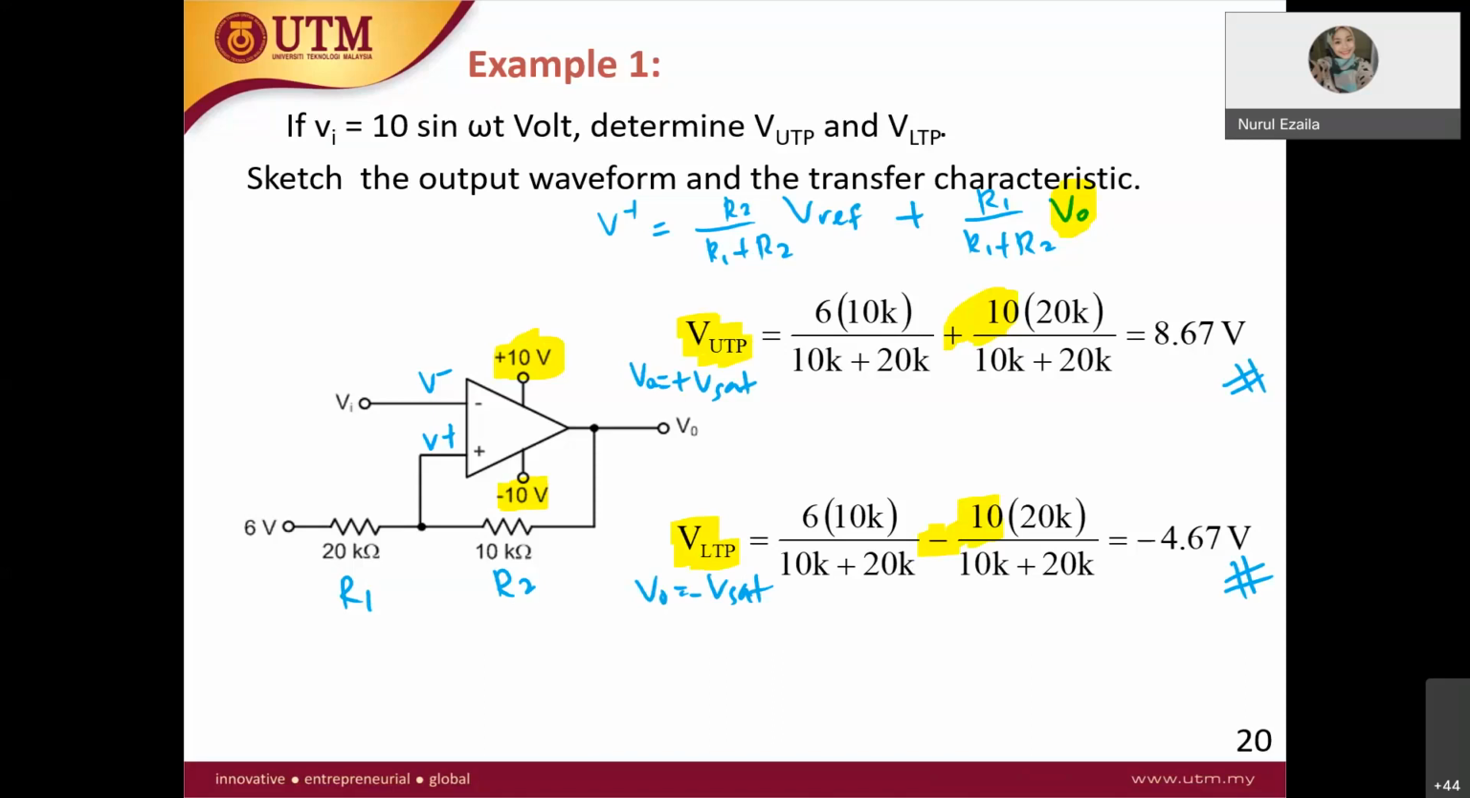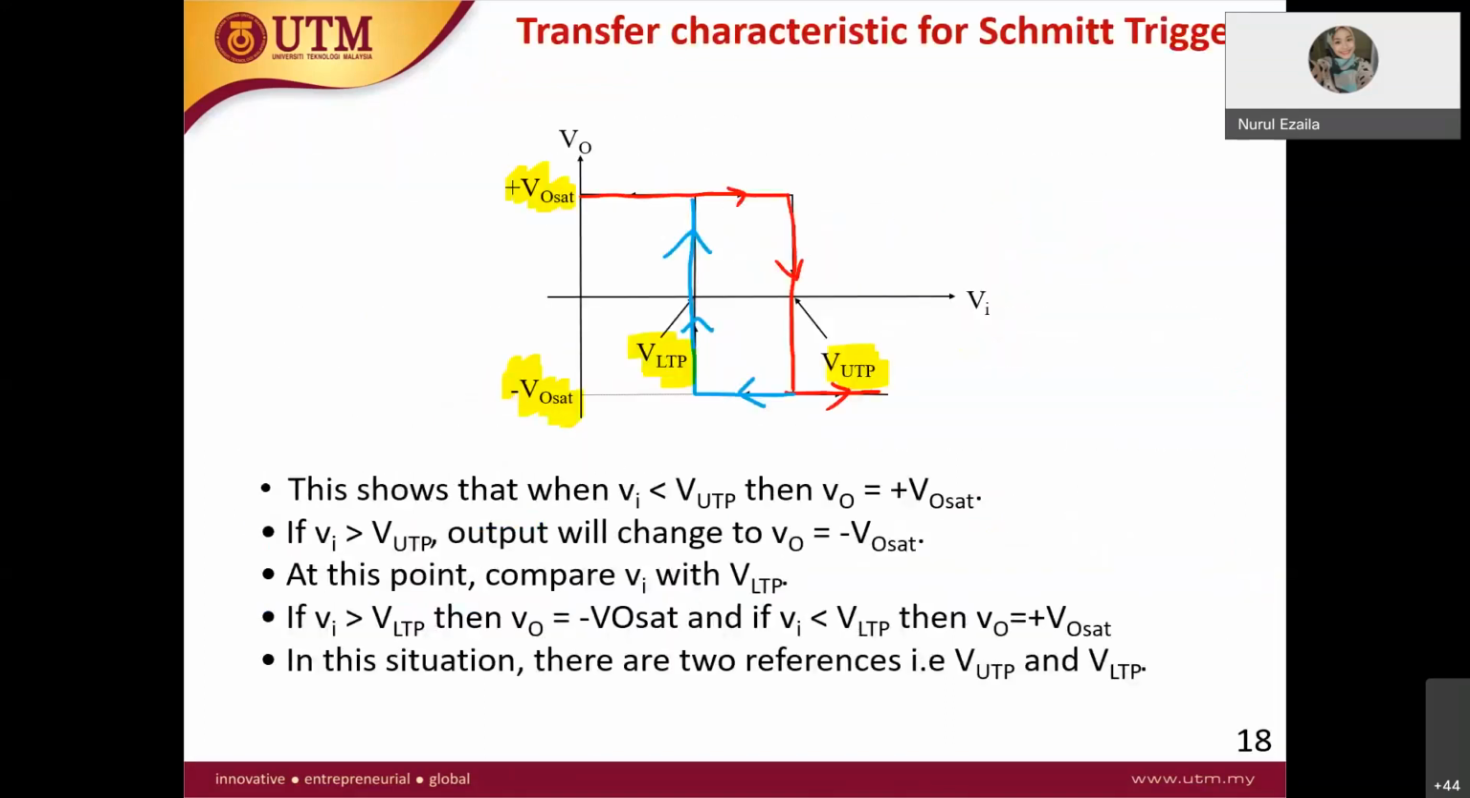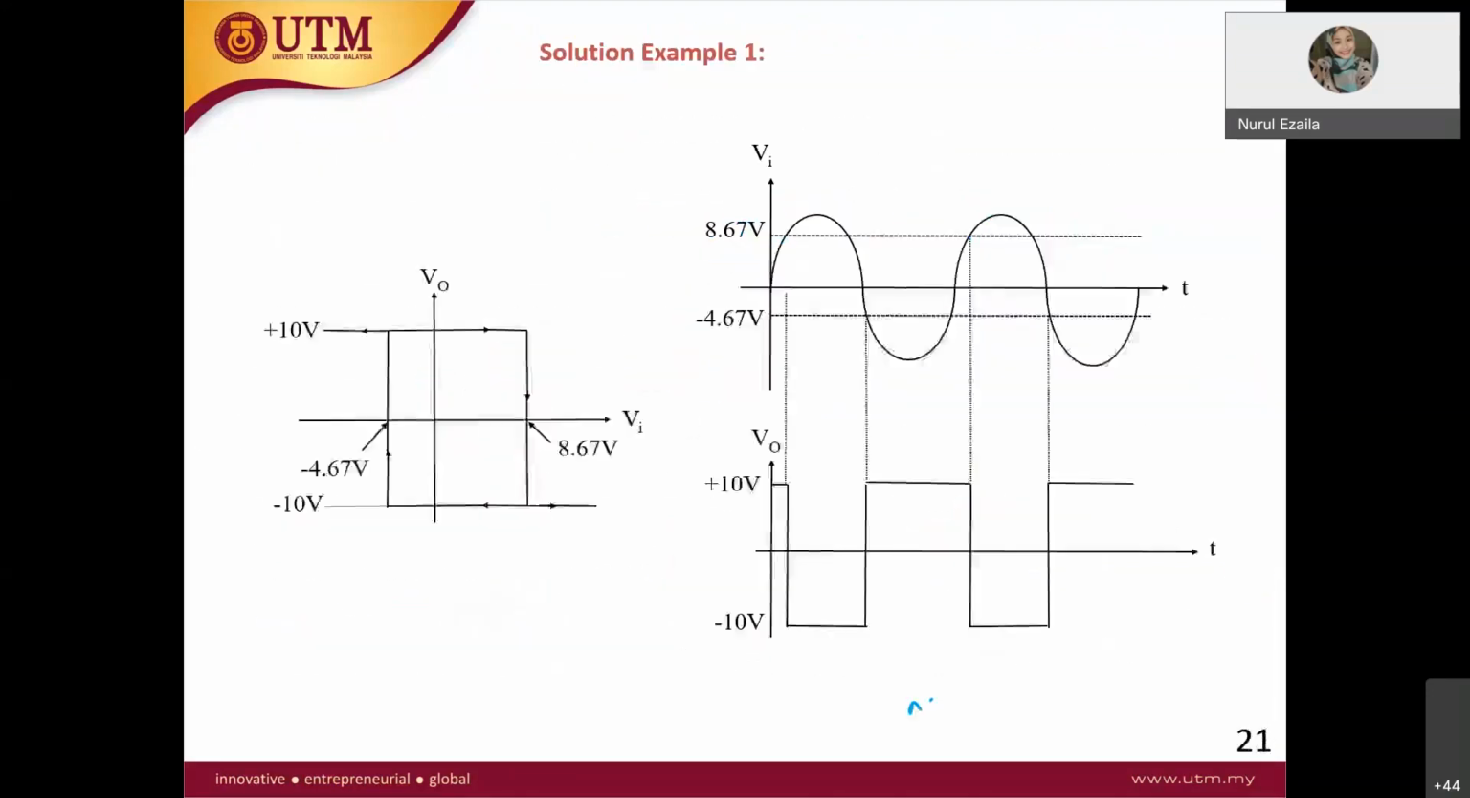So the question asks you to draw the transfer curve. So draw the transfer curve like this. This is the transfer characteristic. So we have to put the V output saturation, negative V output saturation, VLTP and VUTP like this. You have plus 10 volt for the plus V saturation, negative 10 volt for the negative V saturation. And this one is your VUTP, and this is VLTP. So this is your transfer characteristic curve.